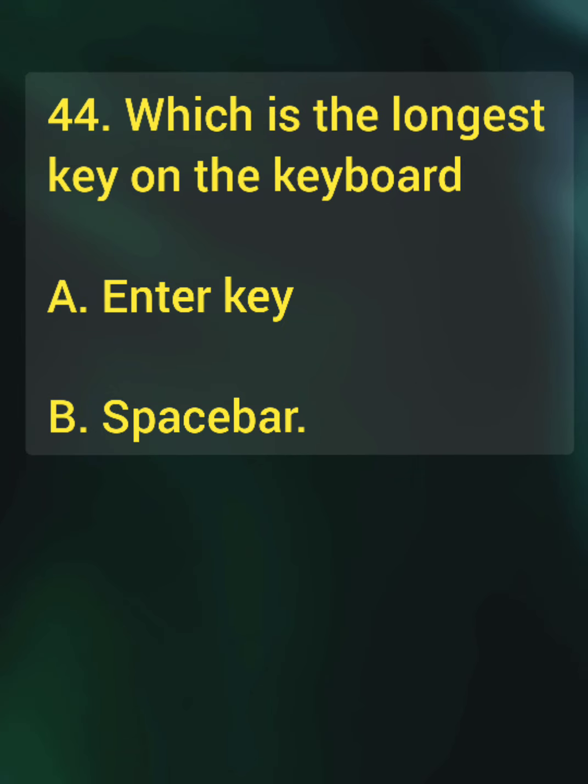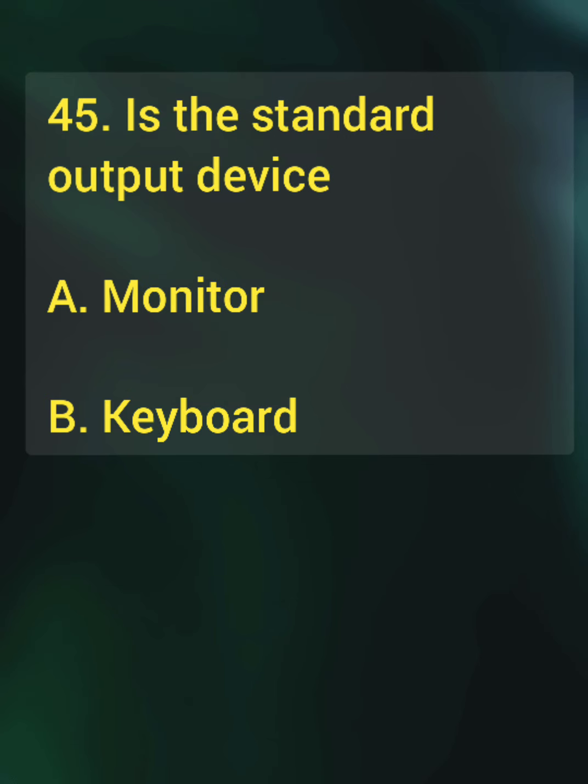Which is the longest key on a keyboard? A, enter key. B, spacebar. And the answer is B, spacebar. Which of the following is called the standard output device? Option A, monitor. Option B, keyboard. And the answer is option A, monitor.